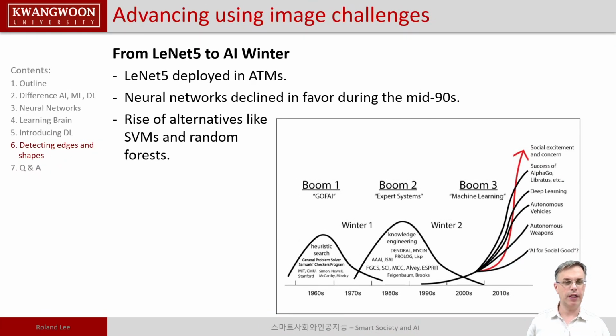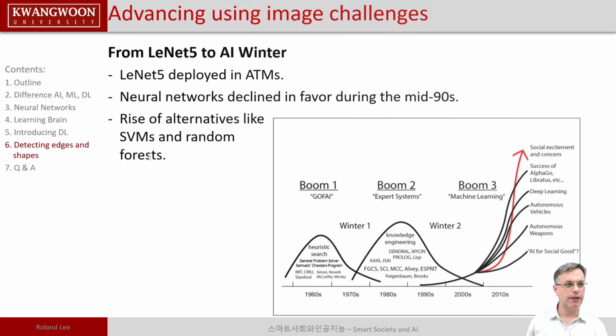So here again, LeNet-5, 1980s, you remember. So we move on, and we have 2 winter cycles here, and now we arrived at this stage where we are, and there is a rise of alternatives like SVM as well. So support vector machines, right?